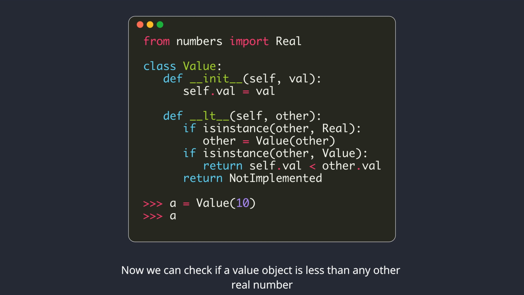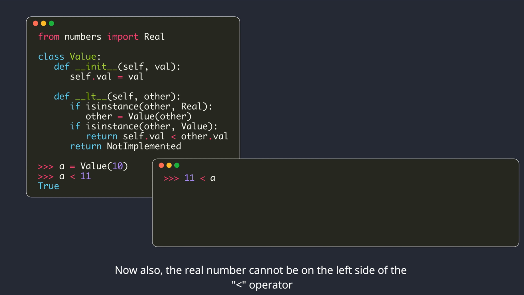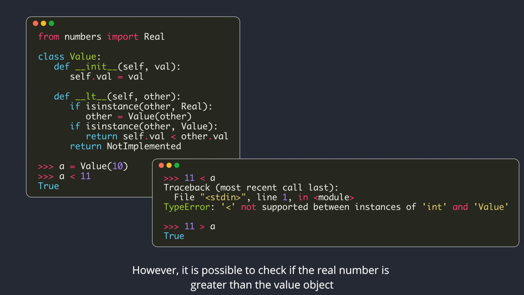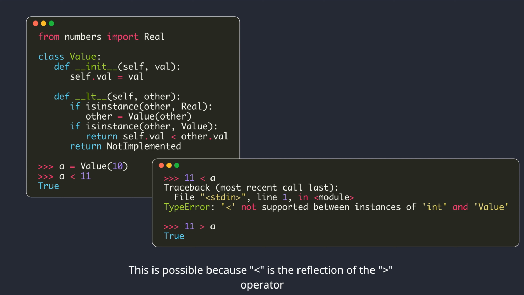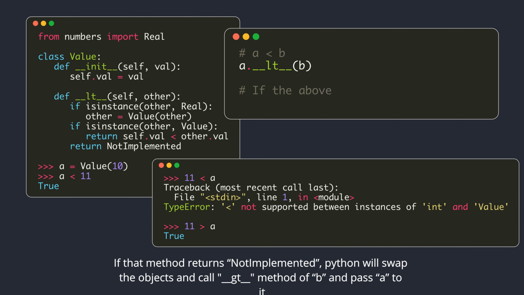Now we can check if a value object is less than any other real number. Now also, the real number cannot be on the left side of the less than operator. However, it is possible to check if the real number is greater than the value object. This is possible because less than is the reflection of the greater than operator. So, when you do a less than b, Python first calls the dunder lt method of a and passes b to it. If that method returns NotImplemented, Python will swap the objects and call the dunder gt method of b and pass a to it.